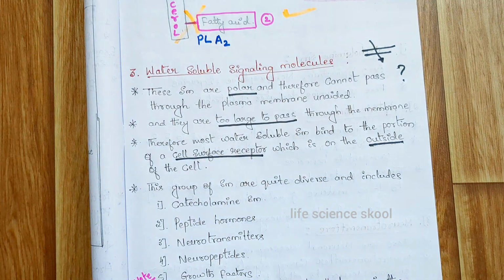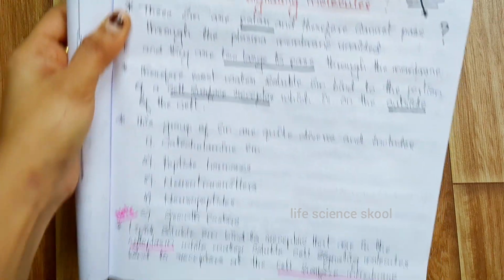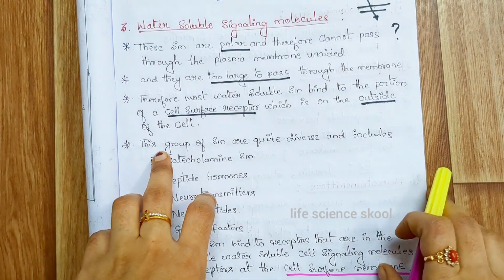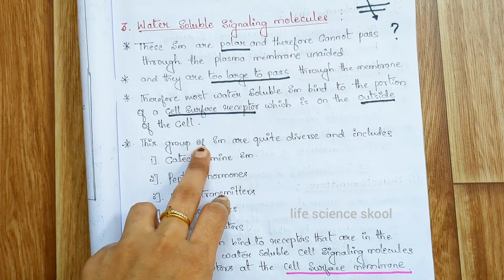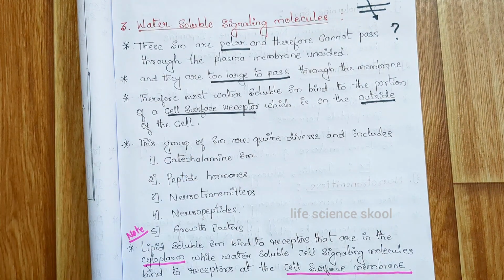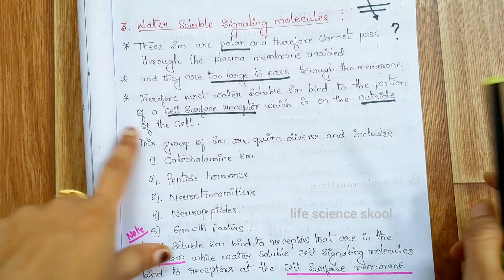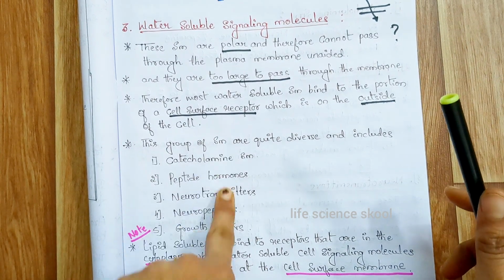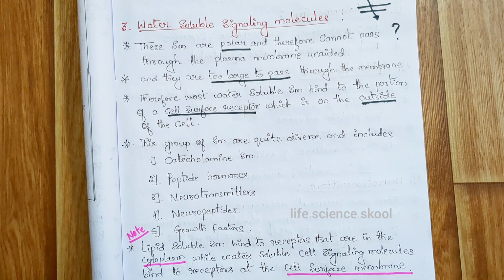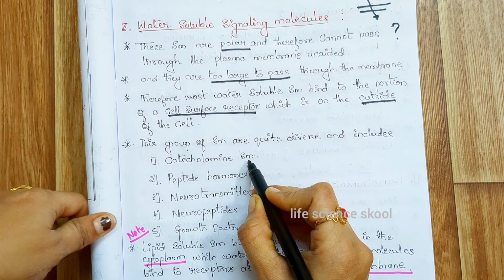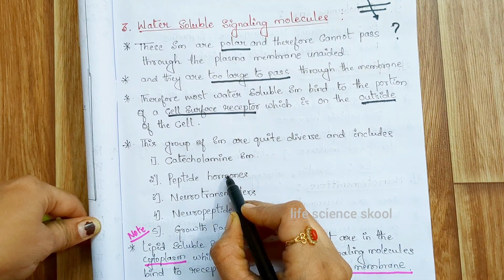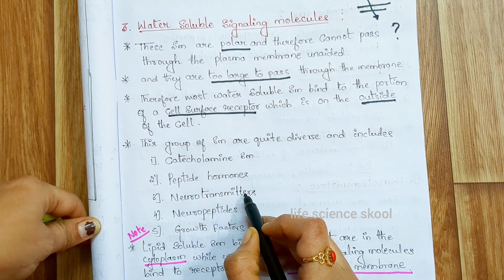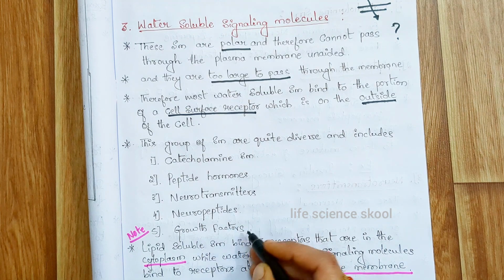Okay, and here these water soluble signaling molecules, this group of signaling molecules is quite diverse. You can get many of them, and these are very important, you have to remember all these things. The first one, this group includes catecholamine signaling molecules. Second one, peptide hormones, and neurotransmitters, neuropeptides and growth factors.